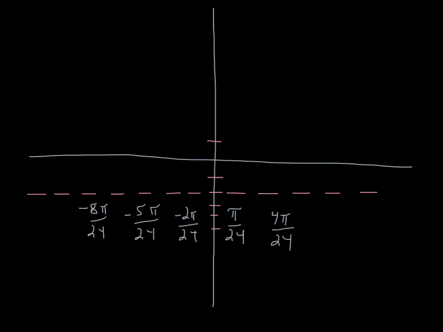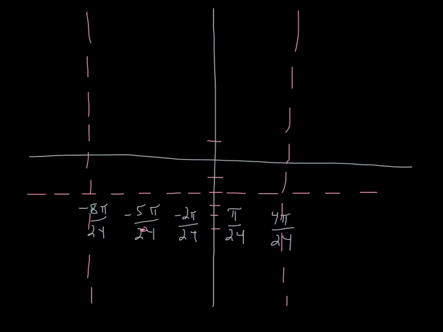Alright, let's go ahead and graph this. So notice that I have my new horizontal axis at negative 2. My asymptotes are at negative 8 pi over 24 and at 4 pi over 24. Now, at negative 5 pi over 24, I'm at negative 5. This is negative 1, negative 2, negative 3, negative 4, negative 5. So I'm going to put a dot right there.